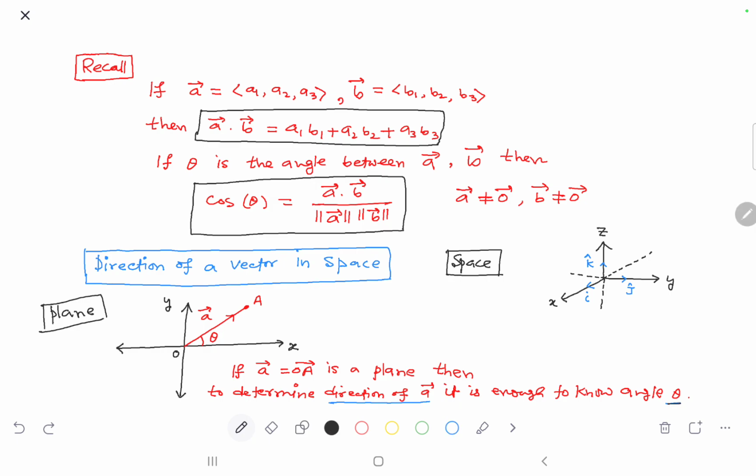A little bit I have to come back to the plane, where theta was basically the angle between the positive x-axis and the vector. So in other words, you can say that theta is the angle between the vector a and i cap. Right?